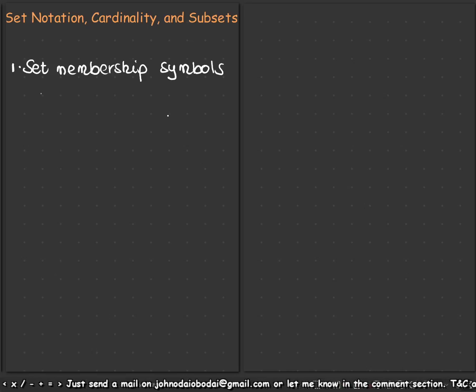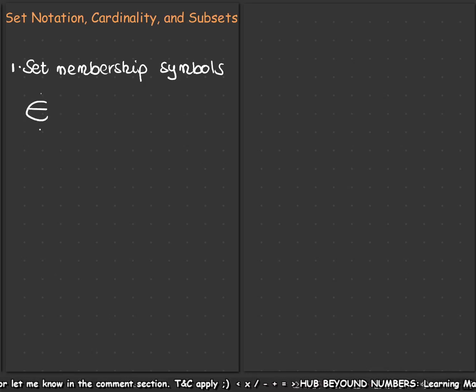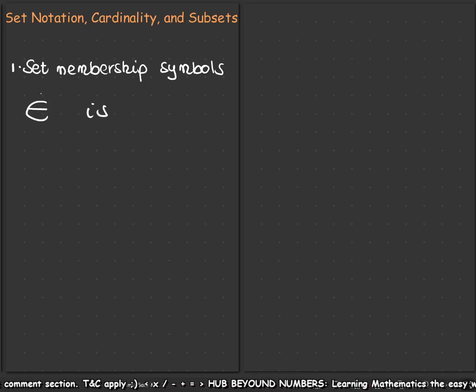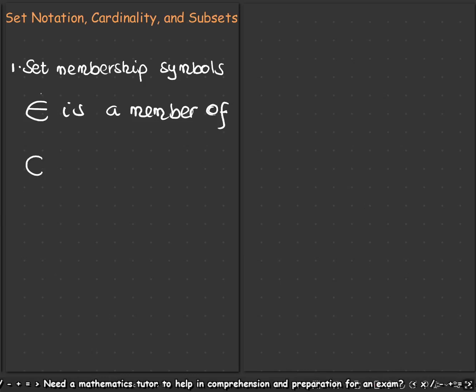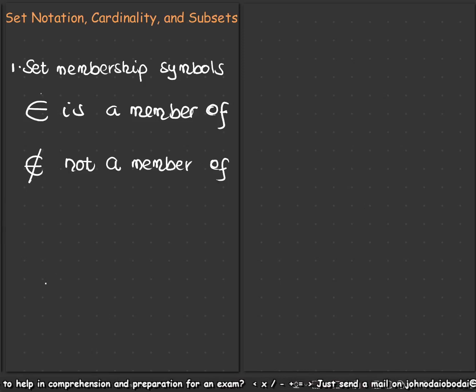So let's first start with the set membership symbols. There are two of them, which we have already considered, so this is just a recap. We have this one here, which means it's a member or an element of. And we also have this one here, which means it's not an element of. Let's look at these two in practice and see what they mean.